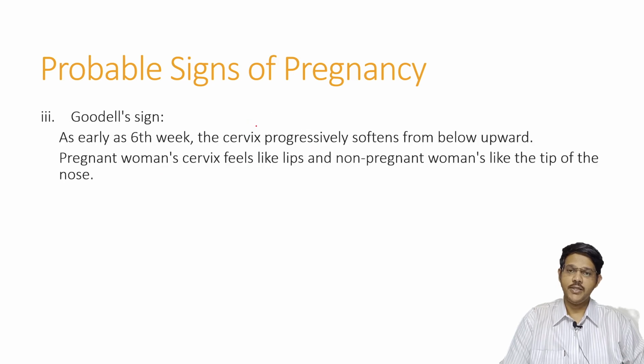Next is Goodell's sign. This is also similar to Hegar's sign. It is seen as early as the 6th week, in which the cervix progressively softens from below upwards. So this is expressed as a feeling where the cervix feels like lips in a pregnant woman, as compared to a non-pregnant woman, where it feels like the tip of the nose. So that is Goodell's sign.